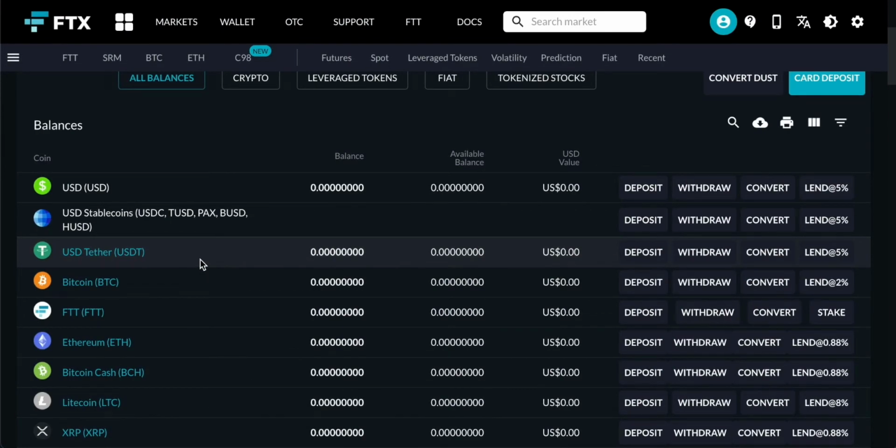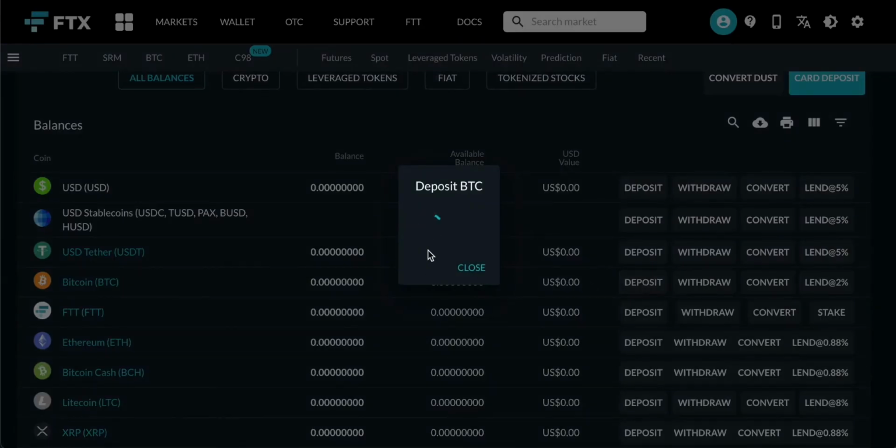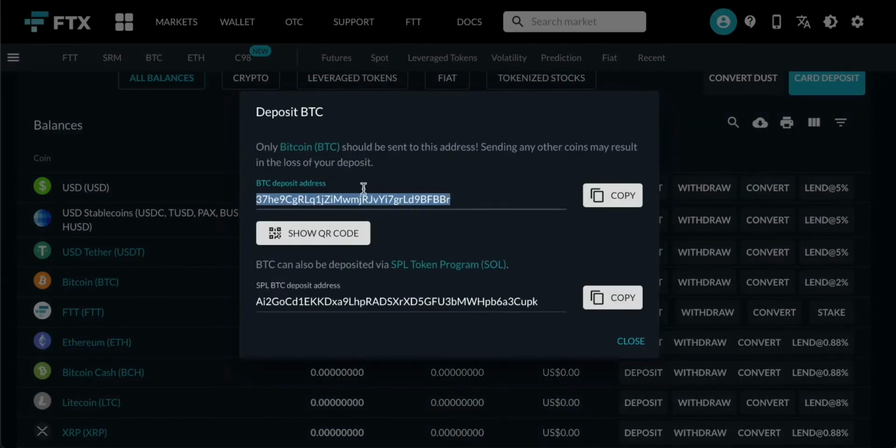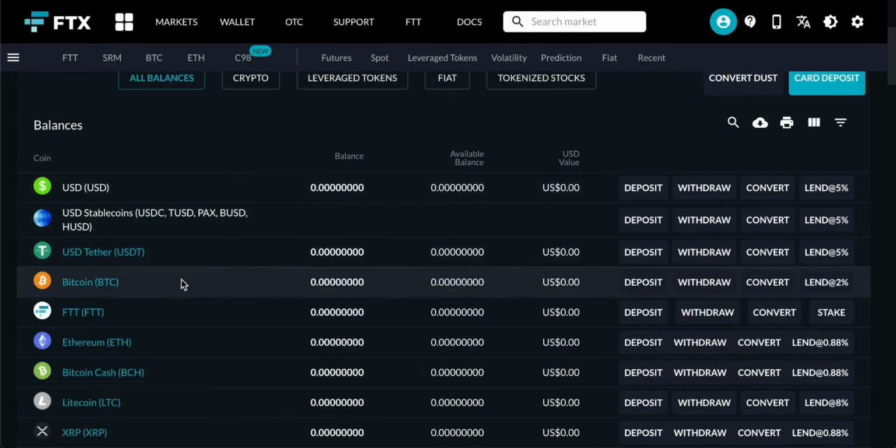If you want to transfer another type of cryptocurrency, you can do that. For example, Bitcoin, just press deposit as well. This is my Bitcoin address right here. So if you have Bitcoin at any other place, just copy this address, make a withdrawal from that wallet, and it will go over the Bitcoin blockchain into your FTX.